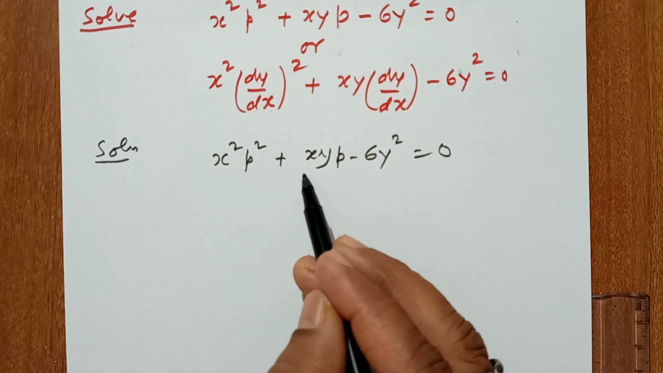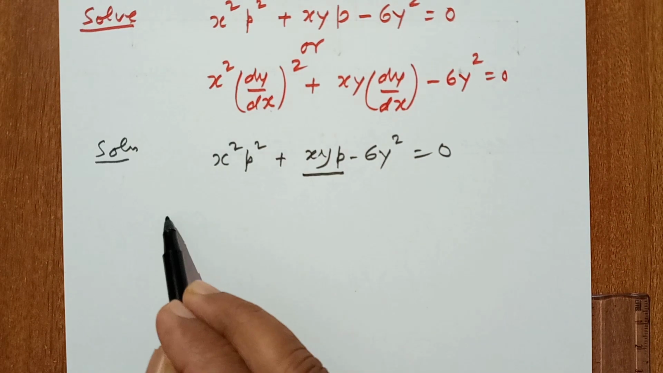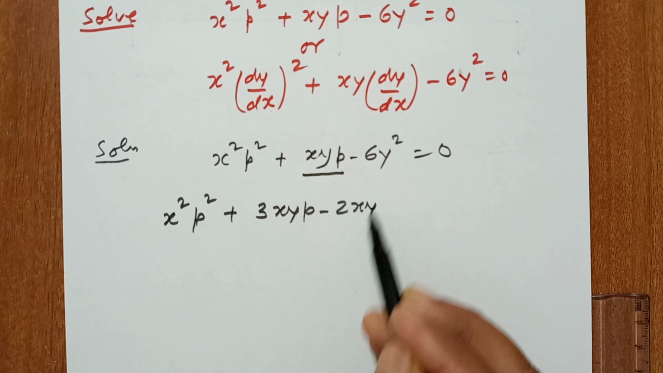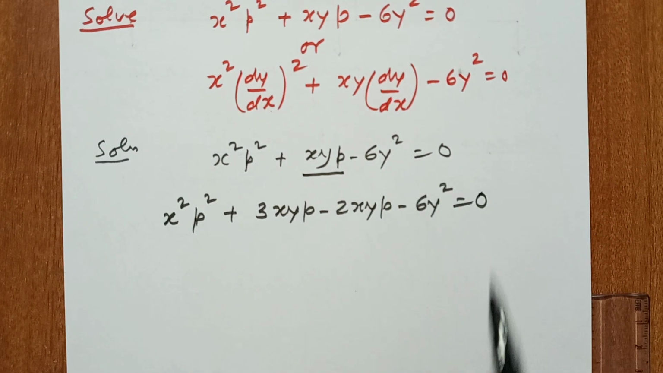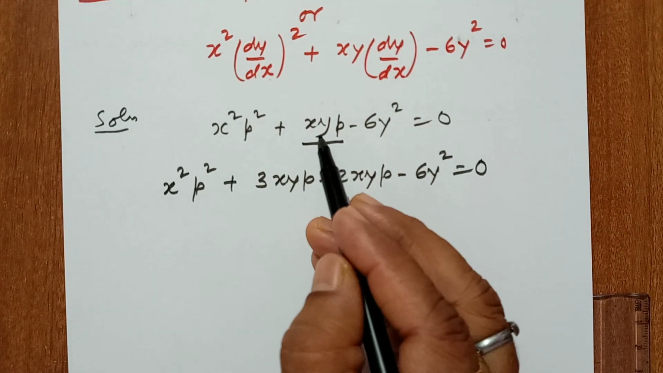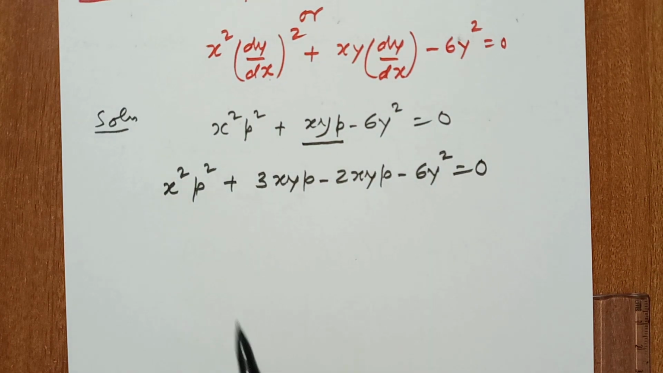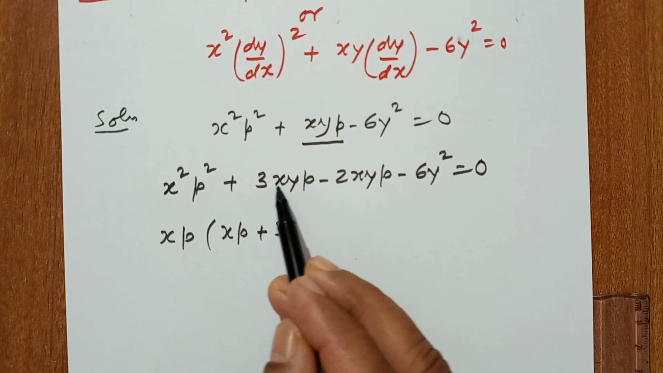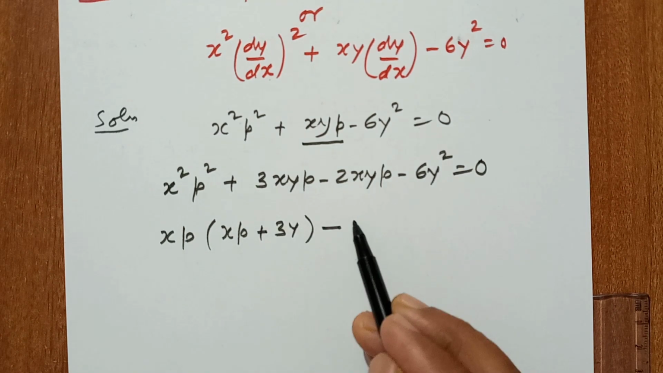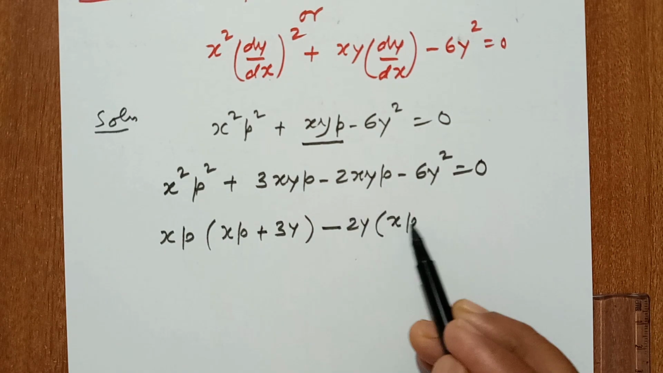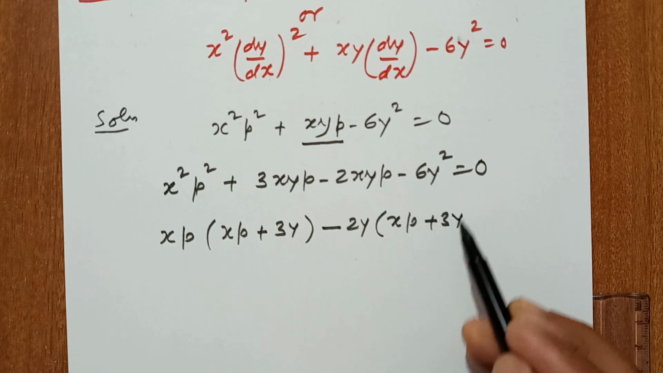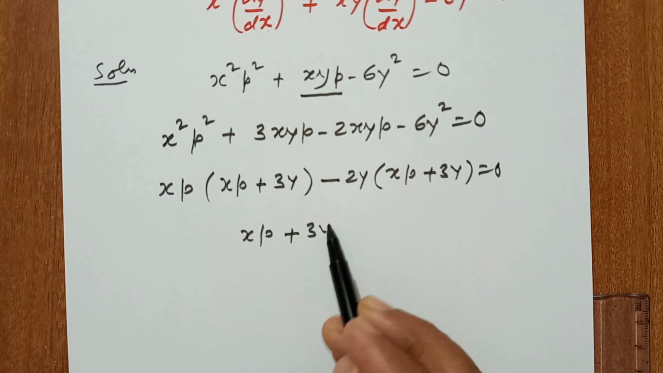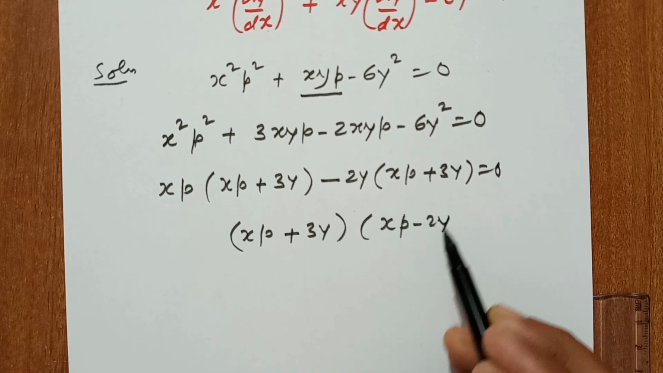Here for the middle term xyp, we can write x square p square plus 3xyp minus 2xyp minus 6y square is equal to 0. Meaning the sum of these two terms is xyp and the product is the product of the outer terms. Here xp is common, so xp into xp plus 3y, minus 2y common, xp plus 3y equal to 0. Again xp plus 3y is common, so xp plus 3y into xp minus 2y is equal to 0.